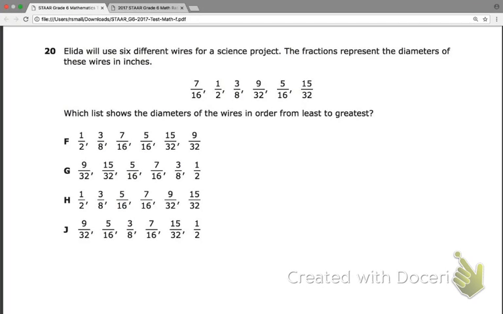So Alita will use 6 different wires for a science project. The fractions represent the diameters of these wires in inches. Which list shows the diameters of the wires in order from least to greatest?